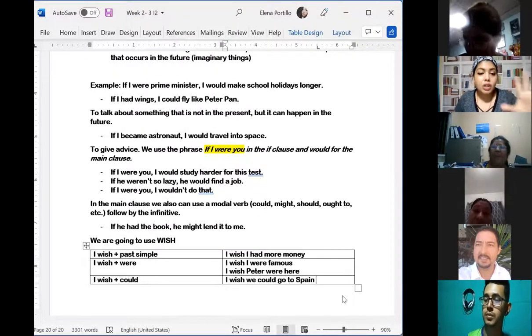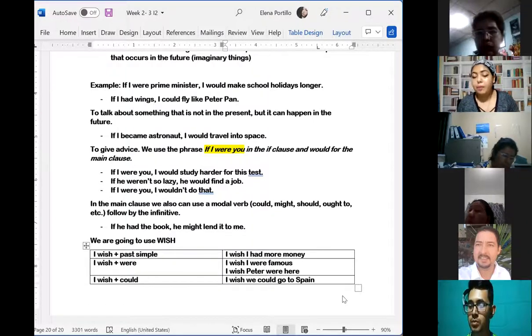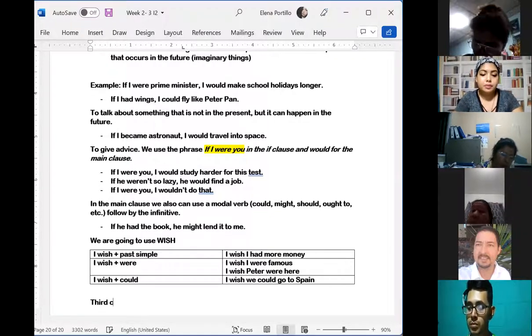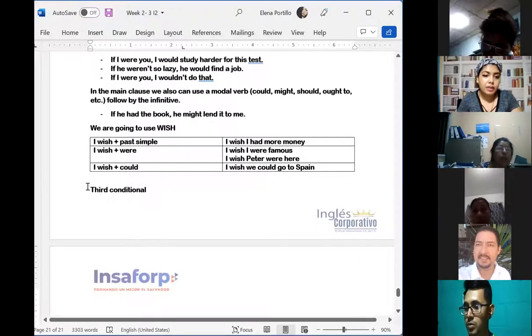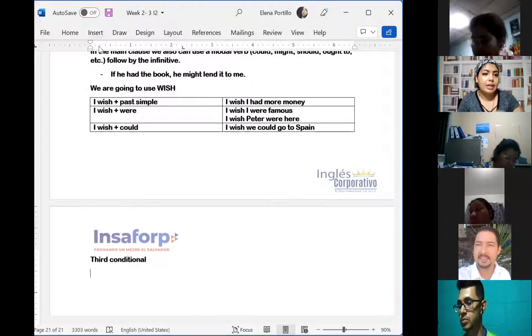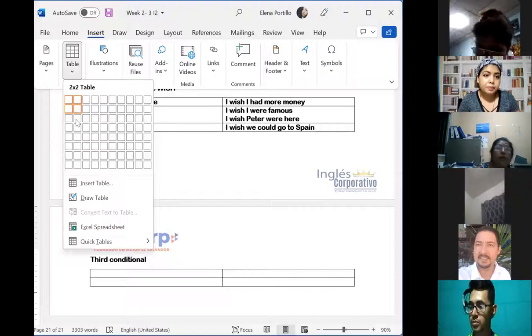That's amazing. So now we are going to see the third conditional because we have four types, and the type number three is the fourth one. So we are going to have another explanation for this one, and we have the third conditional. In this case, we have more information about this. We are going to have the table like in the others with the information that we have: 1, 2, 3.